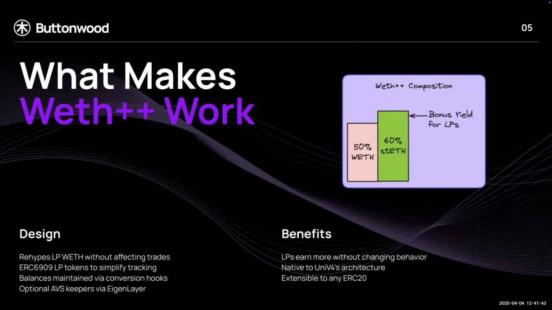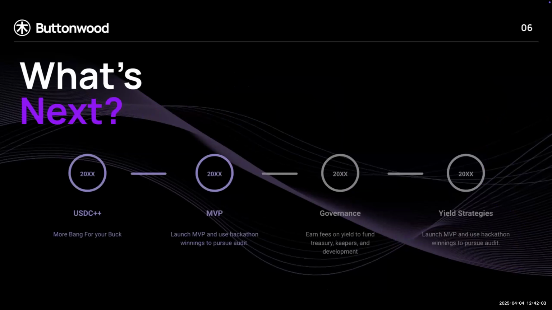Under the hood, WETH++ uses 6909 LP tokens, and the entire system is built to be governance extensible. This lets LPs earn passive yield without changing any of their behavior. It's native to UniV4, and it generalizes to any ERC20. So we can even do USDC++ or Uni++. WETH++ is literally just the beginning.